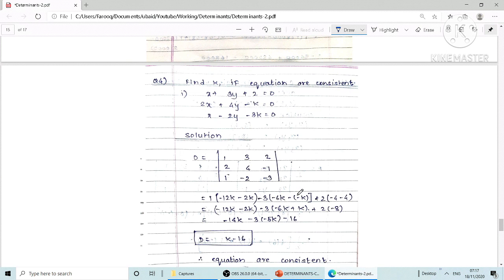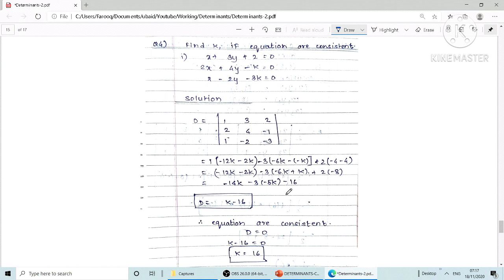Then let's see question 4. What is written? Find k if equations are consistent. They have given equations x plus 3y plus 2 is equal to 0, 2x plus y minus 4 minus k is equal to 0, x minus 2y minus 3k is equal to 0. Here we have to find the value of k. Let's do it.